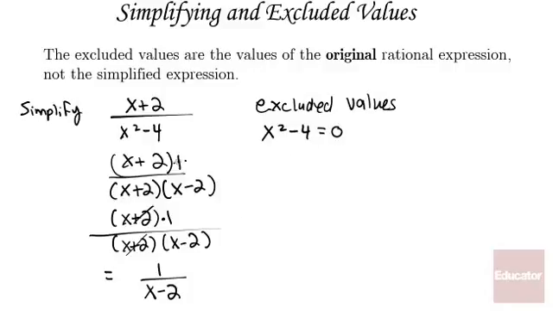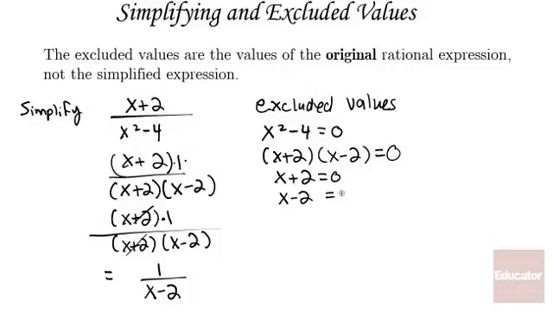Fortunately, I've already done that. So I've done the factoring here, so I can just go ahead and say x plus 2 times x minus 2 equals 0. And then, using the zero product property, I'm going to solve for x plus 2 equals 0, x minus 2 equals 0. Therefore, x equals negative 2 and x equals 2. These are my two excluded values.